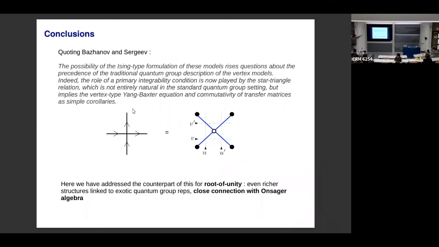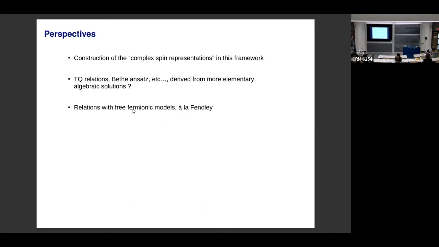And so here what we've done is we addressed the counterpart of this specifically at root of unity, where some richer structures appear, and in particular are linked to exotic quantum group representations, which, as I knew from the paper we had previously with Paul and Ed, have a close connection with the Onsager algebra. So yes, there are different perspectives.